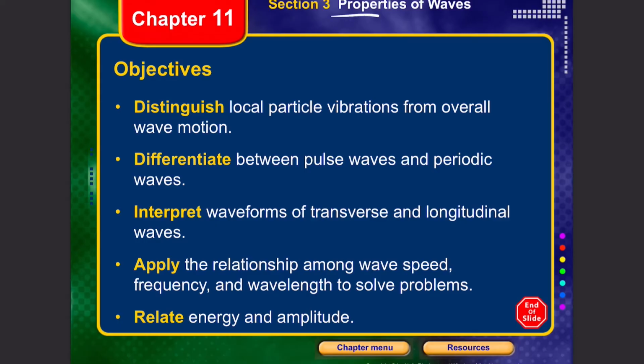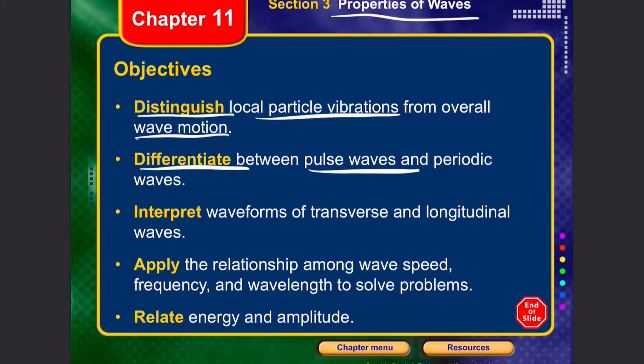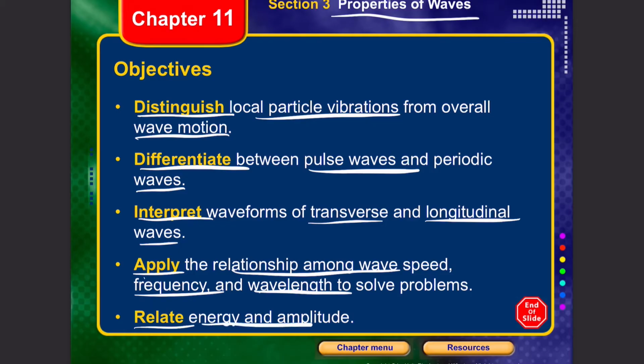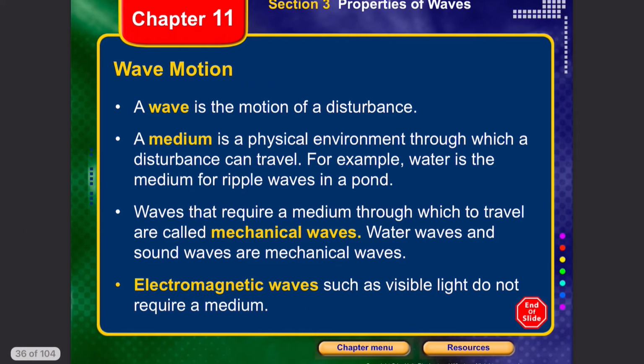Next, let's talk about properties of waves. So let's start with how to distinguish local particle vibrations from overall wave motion, differentiate between pulse waves and periodic waves, interpret waveforms of transverse and longitudinal waves, apply the relationship among wave speed, frequency and wavelength, and relate energy and amplitude. Let's start with wave motion.